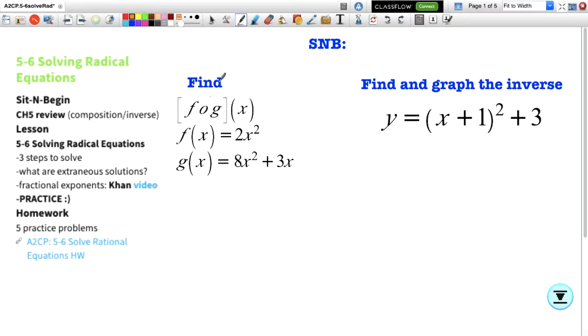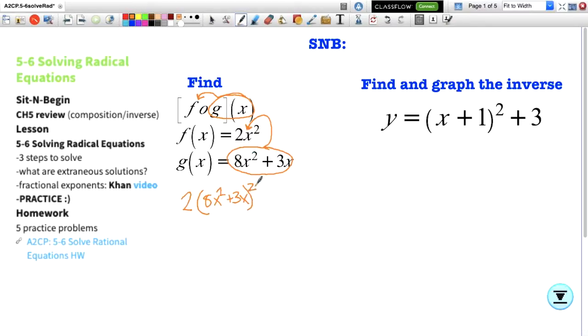So first, find f of g of x. This is asking us to do a composition and to take our g of x function and plug it into the f function and just simplify. So I'm going to take my g of x, which is this, and plug it in, boom, right there. So I end up with 2 times, instead of x squared, I'm going to put 8x squared plus 3x. And then I have to close the parentheses and put that squared.